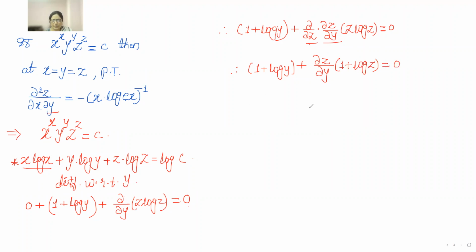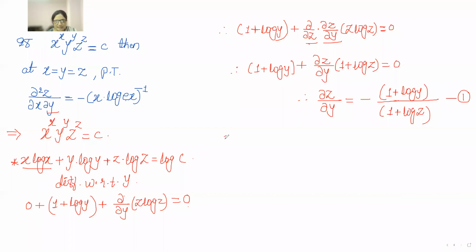Therefore, dou z by dou y is equal to minus 1 plus log y divided by 1 plus log z. This is the first expression. Similarly, we can get dou z by dou x. Shall I write directly? Minus 1 plus log x divided by 1 plus log z.